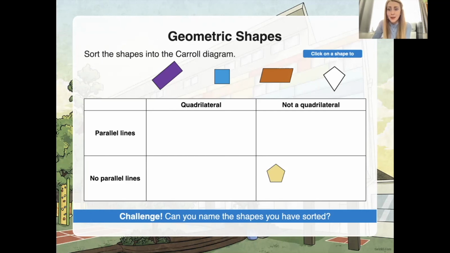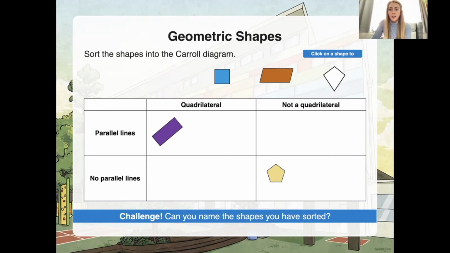Next up, we've got a rectangle. This purple rectangle is a quadrilateral because it has four sides. And it also does have parallel lines. In fact, it has two sets of parallel lines, two that are a bit longer and two that are a bit shorter. So that needs to go into this section here underneath quadrilateral and next to where it says parallel lines.